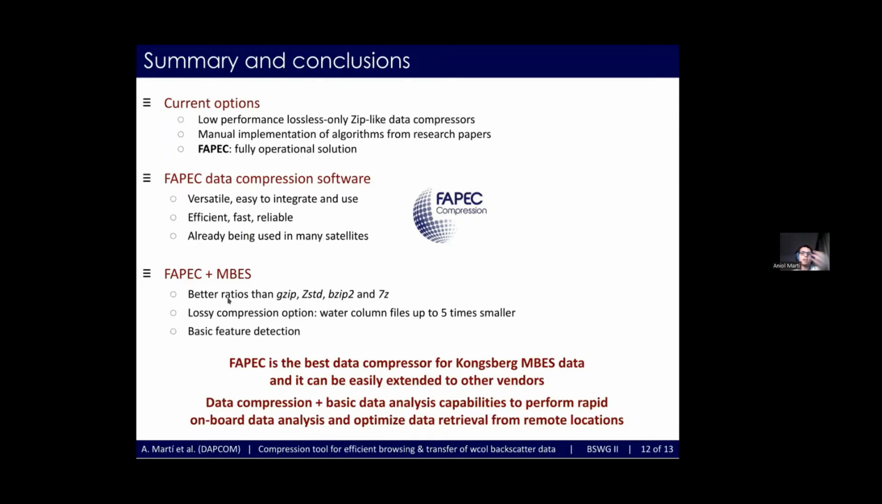And finally, regarding the application of FAPEC to the multi-beam echo sounder case, as I showed in the plots, it has better ratios than GZ, these general purpose compressors. It offers lossy compression options, which these ones do not provide. And as I said earlier, the files can be compressed up to 5 times smaller, and the features can still be observed in the file. And as I just said, there are some basic feature detections that may allow the user to decide if they want to download the whole file or not.